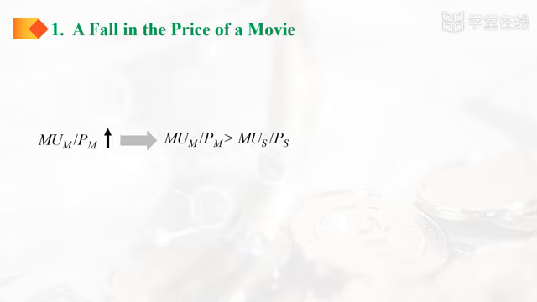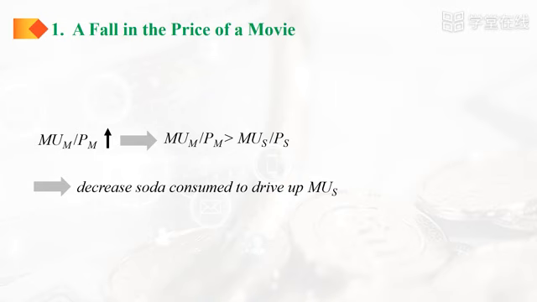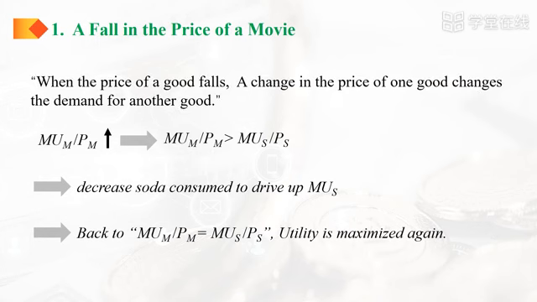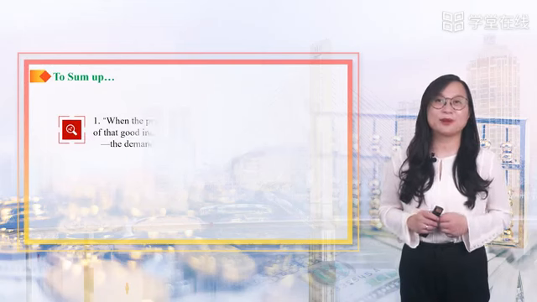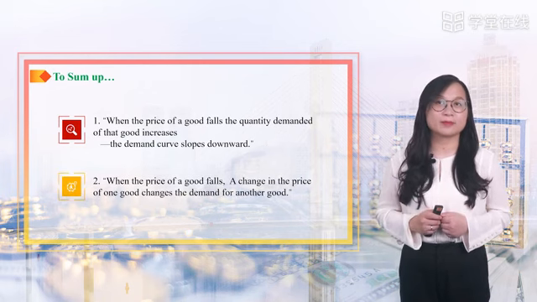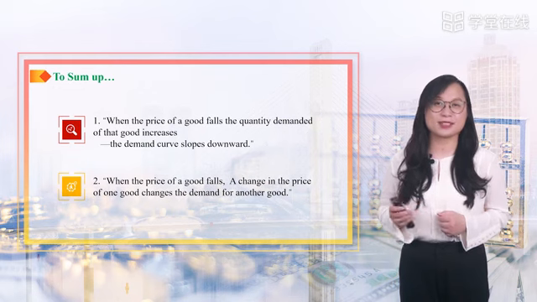Or let's consider another possibility: she might also decrease the quantity of soda consumed to drive up the marginal utility of soda and then restore MUM over PM equal to MUS over PS, as shown. Then we can get another conclusion now. A change in the price of a movie might change the demand for soda in this example. For example, in Lisa's case, she will drink more soda instead of watching more movies in order to restore her maximized total utility.